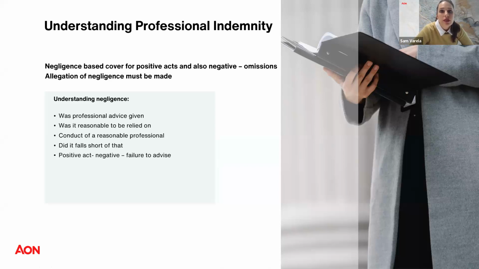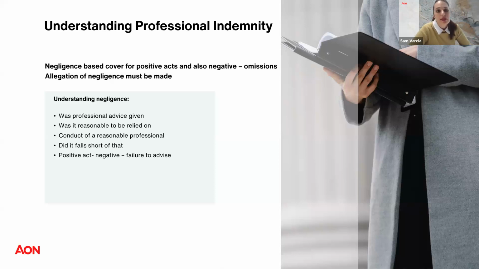And really what this is, is insurance cover for your professional errors, your errors and omissions. In the United States, you might have heard of it being called errors and omissions insurance or errors and omissions cover. In South Africa, we call it professional indemnity cover. And how this type of insurance cover works is it's negligence-based cover for what we call positive acts.